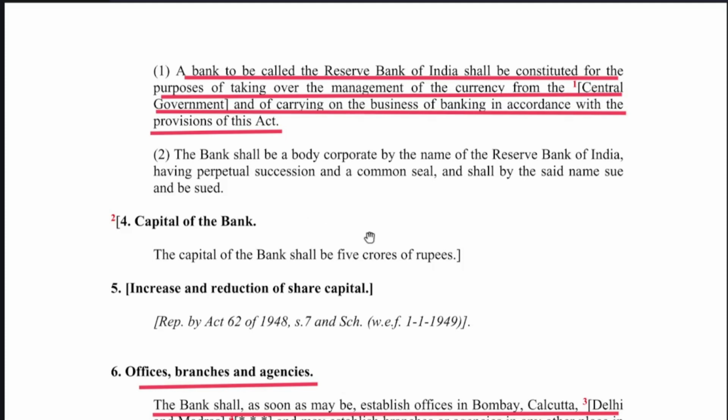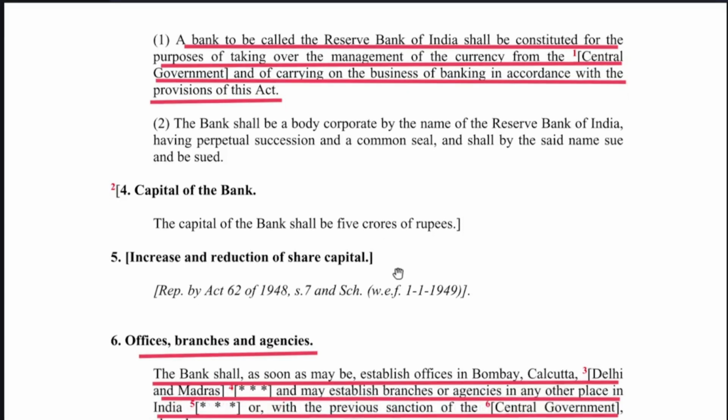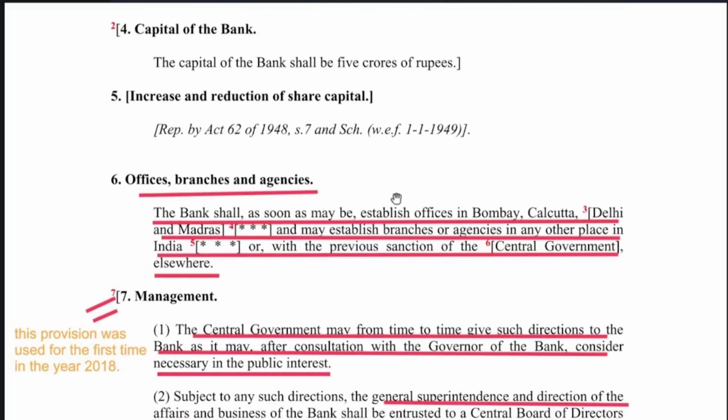Now, what is the capital of the bank? Capital here means the amount of money with which the bank started its operation. The capital of the bank is 5 crore rupees. Coming to the next section, section 6, where would the offices, branches, and agencies of RBI be located? The section says that the bank shall, as soon as may be, establish offices in Bombay, Calcutta, Delhi, and Madras. Meaning there are four locations mentioned by name, and that too by their old names, not the new names.